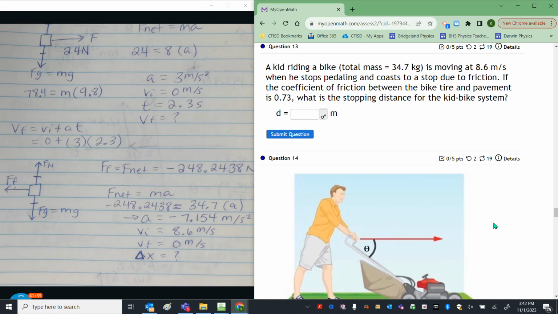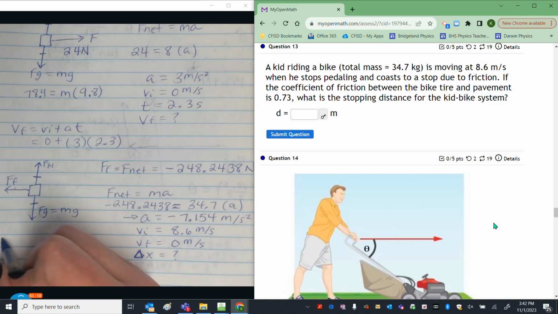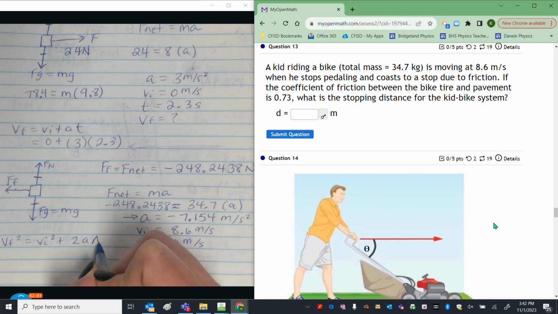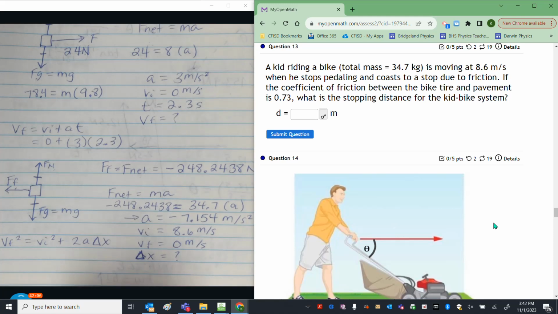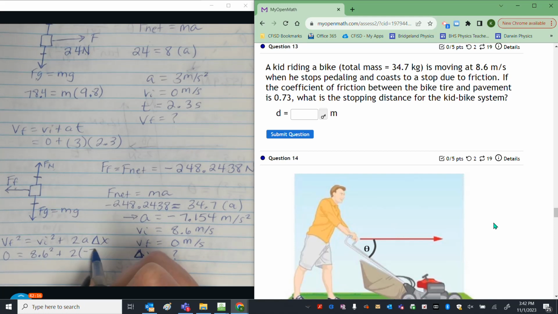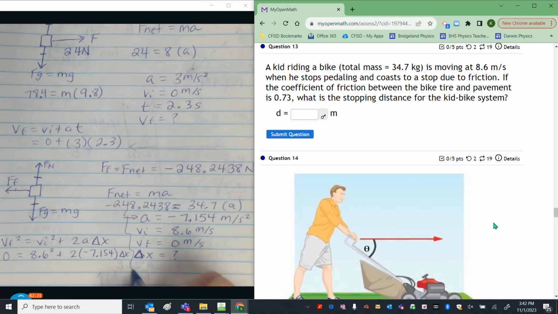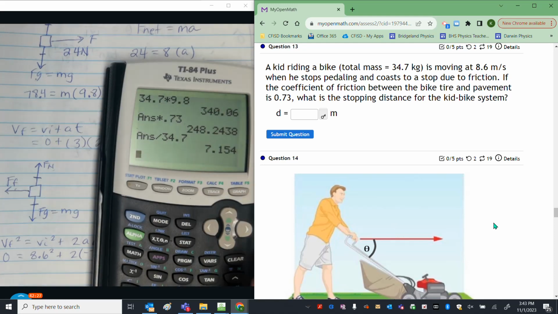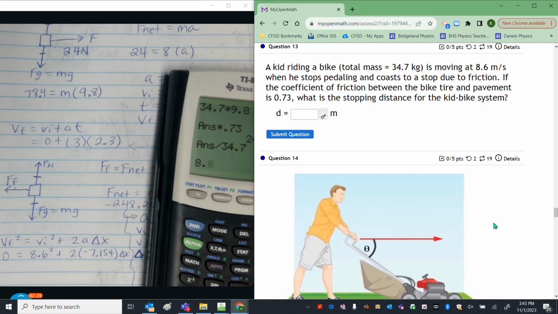We can solve for delta X using this equation: Vf squared equals Vi squared plus 2 times a times delta X. So that's what we're going to plug in. Vf is going to be 0. So 0 equals Vi, 8.6 squared, plus 2 times negative 7.154 times delta X. Let's get 8.6 squared and move it to the other side. So now we'll subtract it.